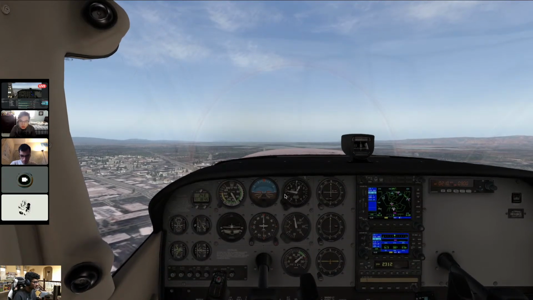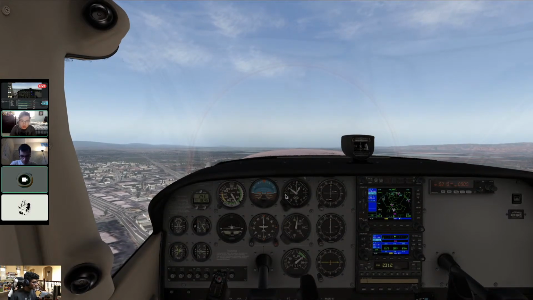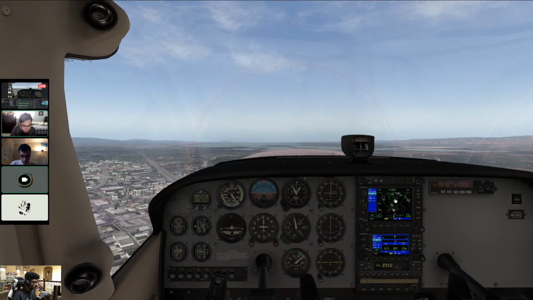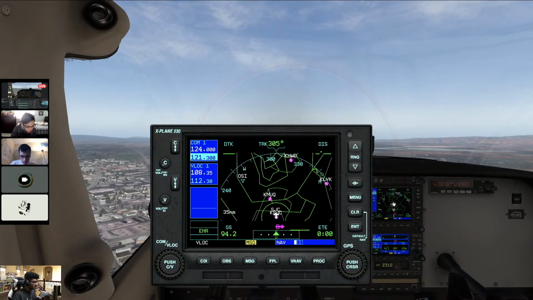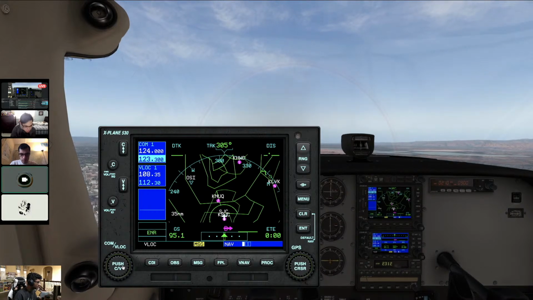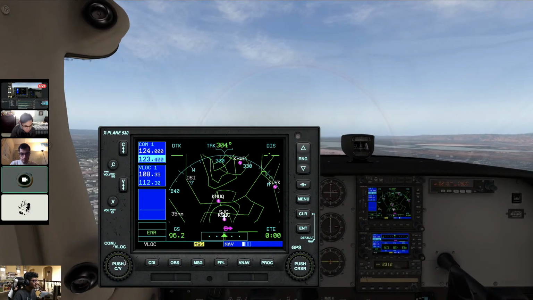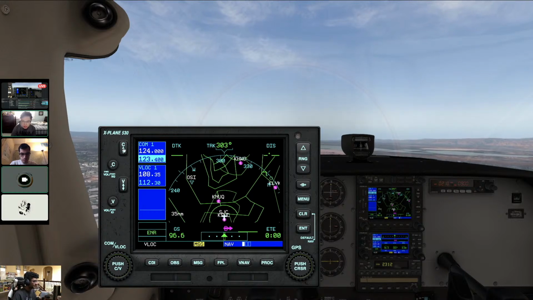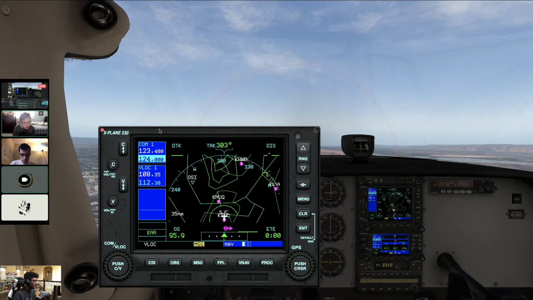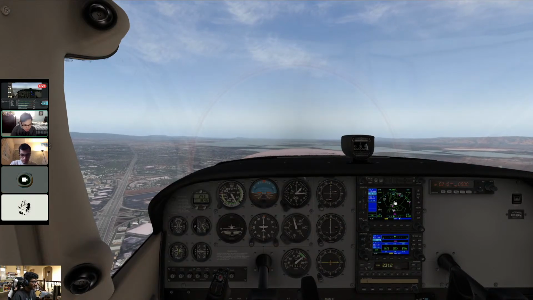November 172 Sierra Papa, contact departure frequency 123.4. Departure on 123.4, 172 Sierra Papa. So we'll teach you how to use this, but basically once you get that command, that's the handoff from tower to departure control. And then would I have to call into departure? Yes.